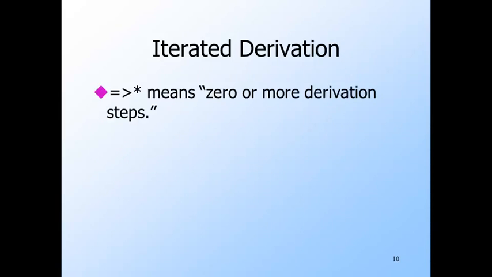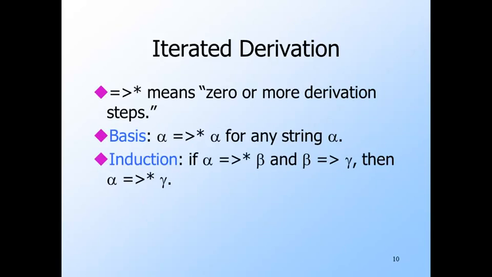This is the arrow star symbol, and we define it inductively. The basis is that in 0 steps the string can't change, so any string goes to star itself. The inductive step lets us get from alpha to beta using any number of steps, including 0 steps. And then, with one more step, get from beta to gamma. The conclusion is, then, that alpha goes on some number of steps to gamma.